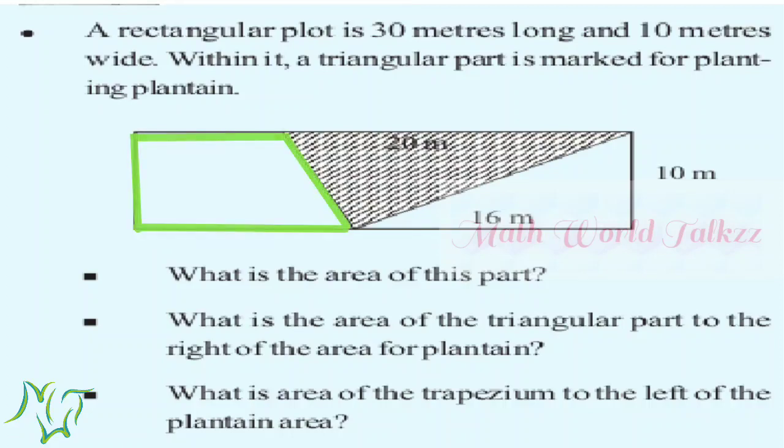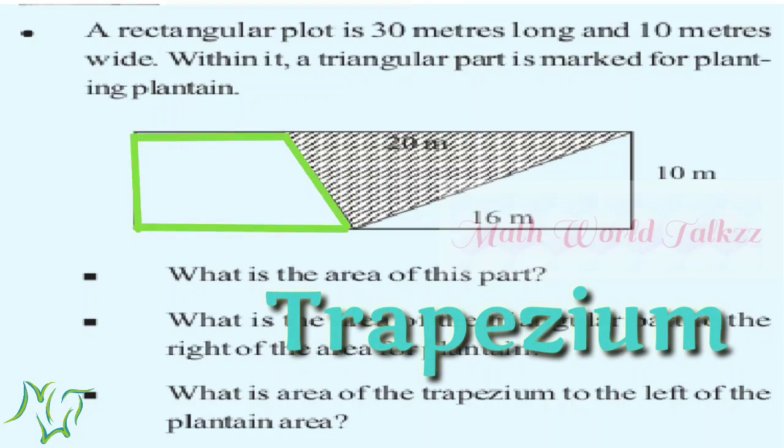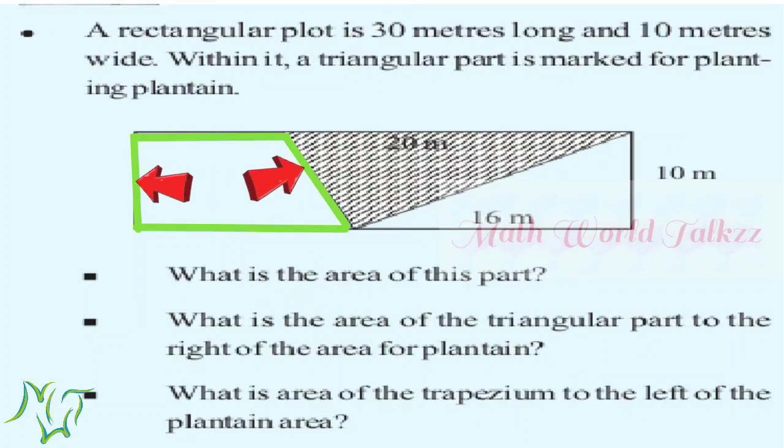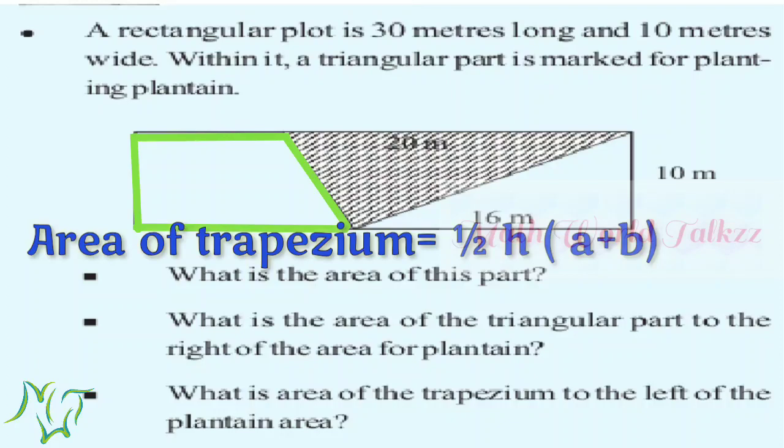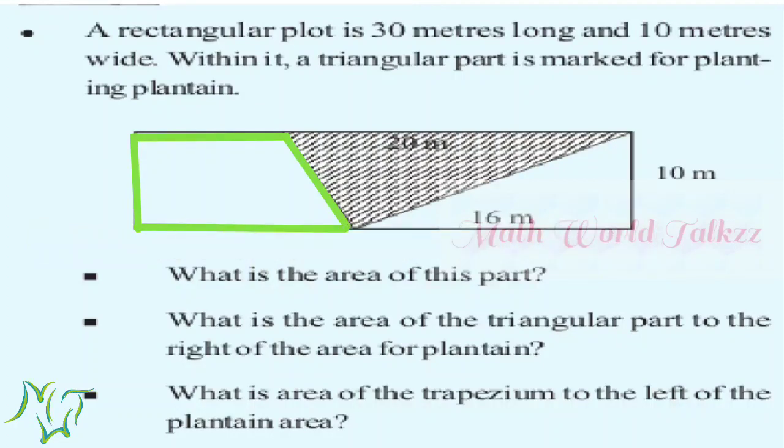What is a trapezium? A trapezium is a four-sided quadrilateral having one pair of opposite sides parallel and the other pair non-parallel. We want to find the area of the trapezium. Actually, the area of a trapezium is half h into a plus b. Here h is given, that is its height, 10. Then a and b are the lengths of its parallel sides. That length also we can find out from this figure easily.